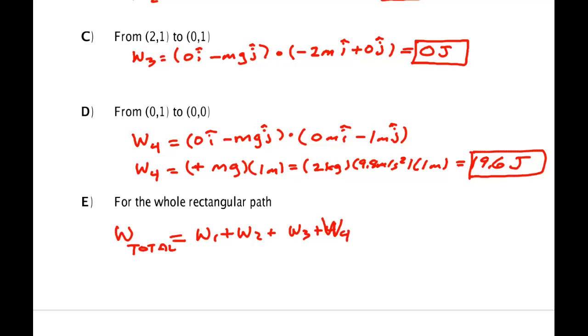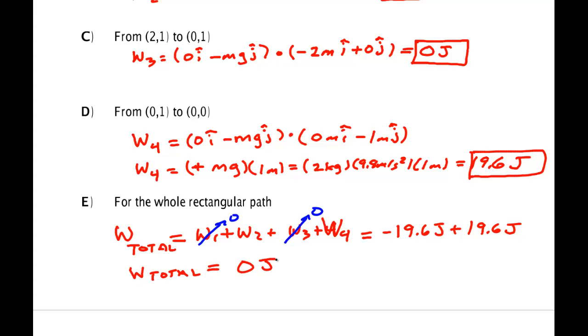And we know some things. We found that this was 0. We found this was 0. And this was minus 19.6 joules for W2 plus 19.6 joules for W4. W total is 0 joules. Object returns at the same speed.